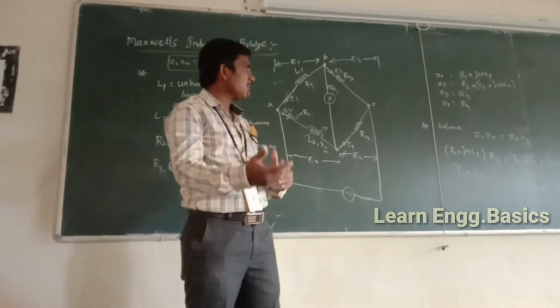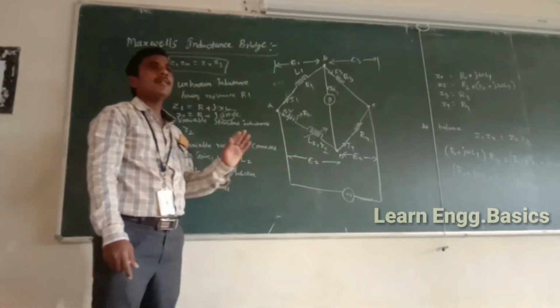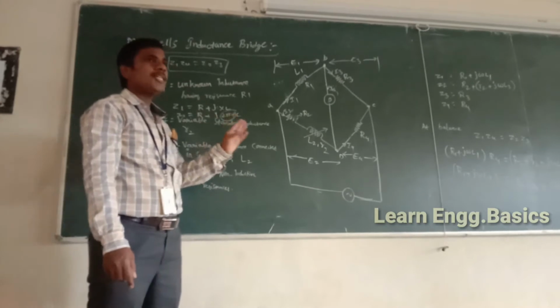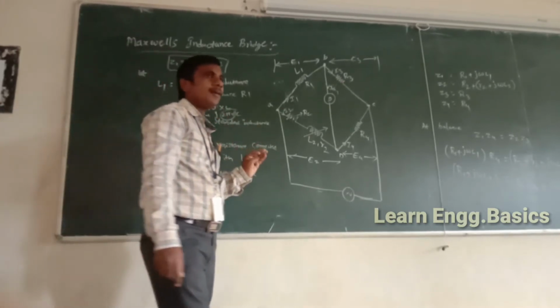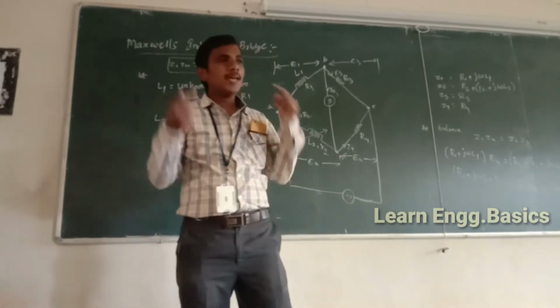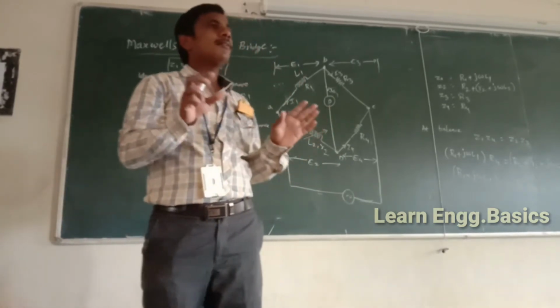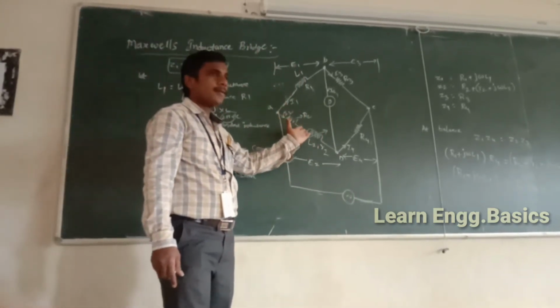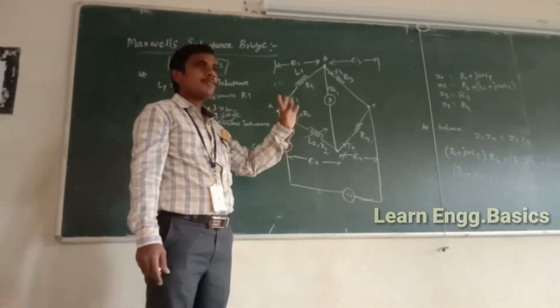What is the main difference between AC bridges and DC bridges? In AC bridges, we use a vibration galvanometer as a detector, or headphones. We are using headphones with mobiles; those headphones can also be used as a detector, or a mic or speaker.